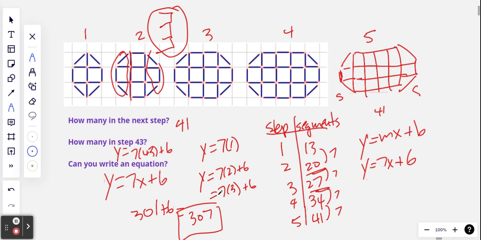Well, how did that go for you? A little tricky trying to count all those segments. Did you get 41 for step 5? Did you end up with this equation?